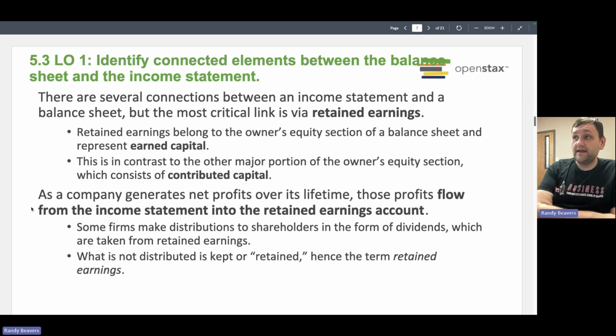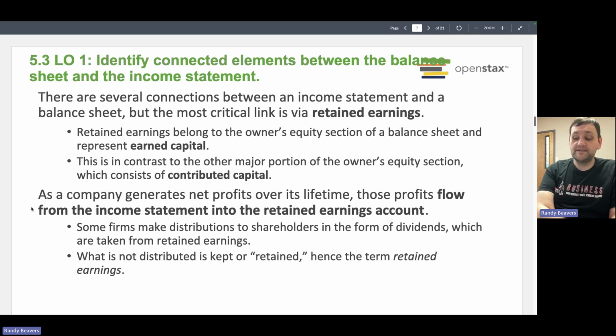So now identifying the balance sheet and the income statement, those pieces together. So there are several connections between an income statement and balance sheet, but the most critical link is retained earnings. Retained earnings belongs to the owner's equity section of a balance sheet and represents earned capital. This is in contrast to the other major portion of the owner's equity section known as contributed capital.